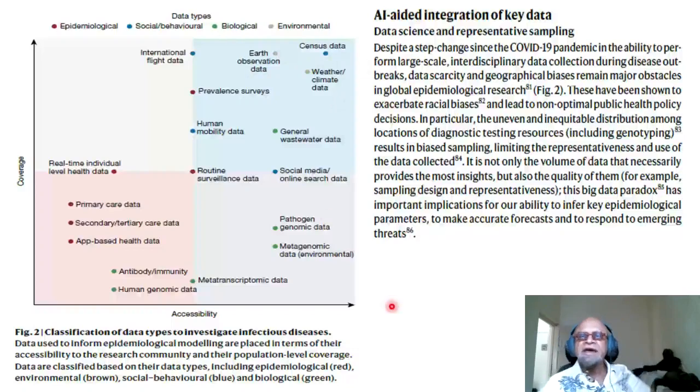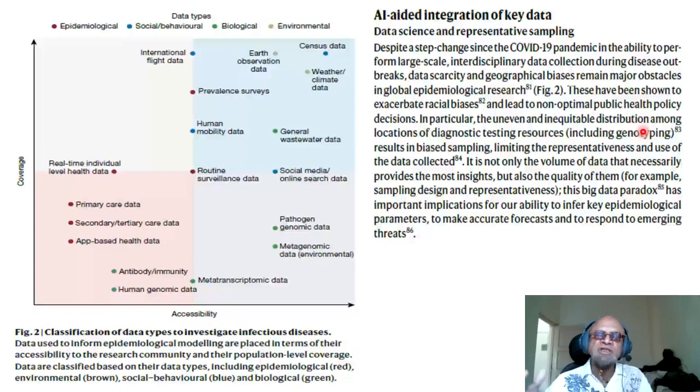Okay, so AI-aided integration of key data, then data science and representative sampling. Despite a step change since the COVID-19 pandemic in the ability to perform large-scale interdisciplinary data collection during disease outbreaks, data scarcity and geographical biases remain major obstacles in global epidemiological research. So this is what we are talking about here. These have been shown to exacerbate racial biases and lead to non-optimal public health policy decisions.